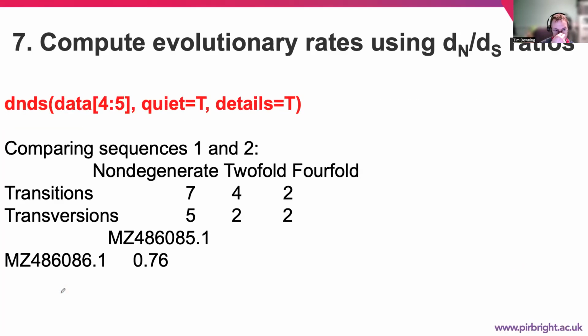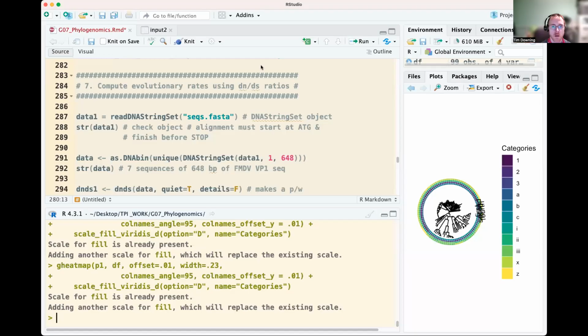here by selecting those from the data matrix and getting more details from that. So we can see that at non-degenerate sites, we have 7 transitions and 5 transversions. At 2-fold degenerate sites, we have 4 transitions and 2 transversions. At 4-fold, we have 2 and 2 of each. Now the estimate for each of those is surprisingly high, but those are the values that we're given. So let's switch to RStudio to explore that further.